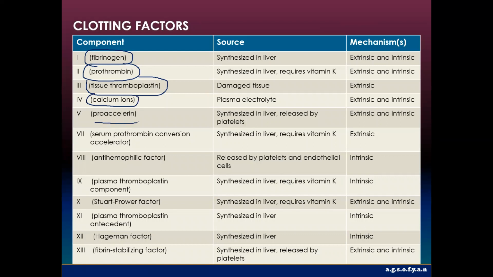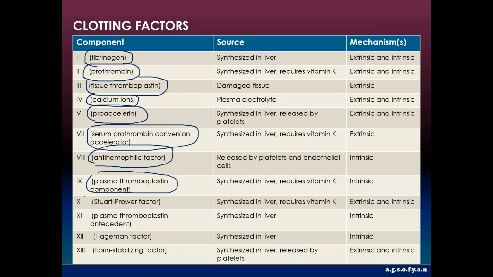There is another protein called proaccelerin, factor number 5. And then serum prothrombin, this is factor number 7. There is another protein, anti-hemophilic factor, thromboplasmin, number 9. Number 10 is another protein, Stuart-Prower factor, and plasma thromboplasmin is number 11.